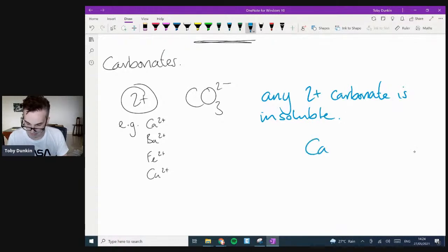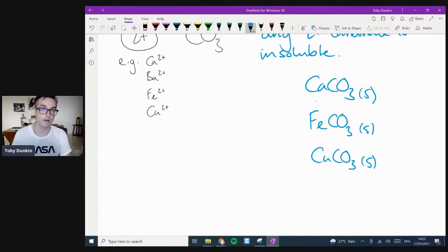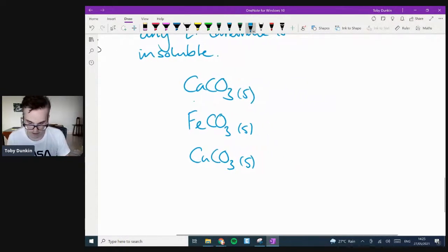So calcium carbonate is insoluble, because that's calcium 2+ and CO3 2-. We can also go iron 2 carbonate. This is Fe 2+, and this is 2-. It's insoluble, green. We can go copper carbonate. This is copper 2+ and CO3 2-. It's a solid and it's green. It's actually turquoise, green-blue, I know, but they allow green. It's really annoying. So all of these are insoluble.